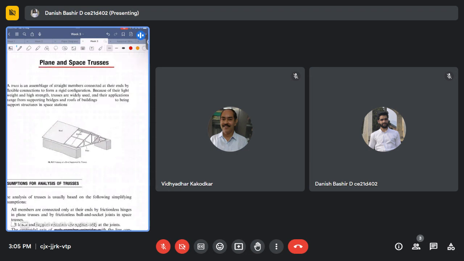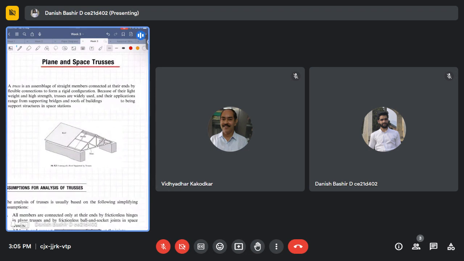Because of their lightweight and high strength, trusses are widely used. They have very widely used applications, from supporting bridges and roofs of buildings to being used as support structures in space stations. Okay, hope this point is clear to you.